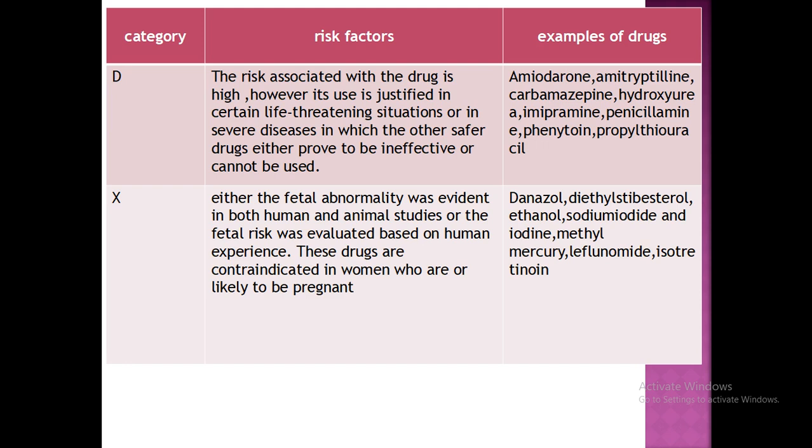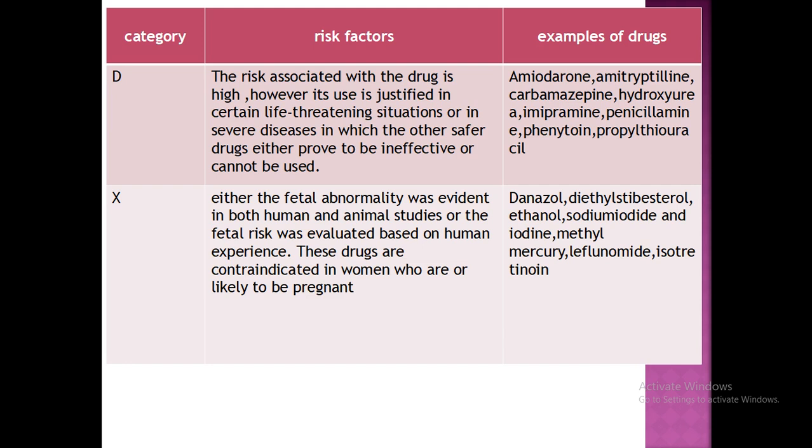Then category X: either the fetal abnormality was evident in both human and animal studies, or the fetal risk was evaluated based on human experience. So there are established studies in both human and animal studies. Fetal risk was seen. These drugs are contraindicated in women who are or are likely to be pregnant. So already pregnant women, or those who are going to be pregnant, should avoid taking category X drugs.